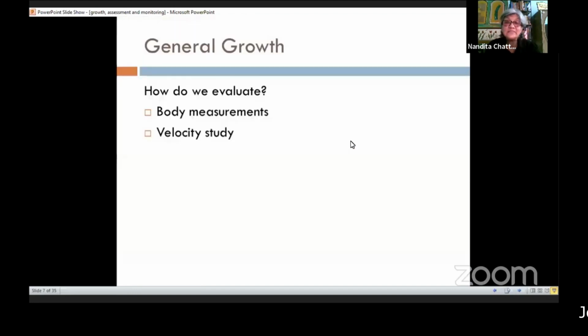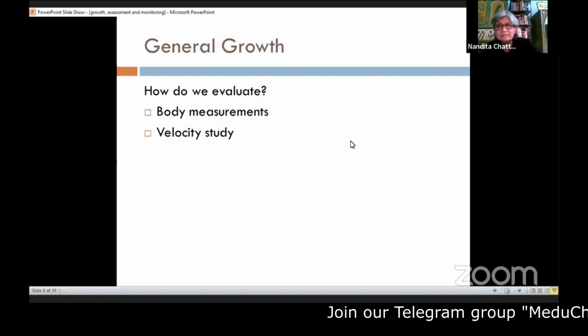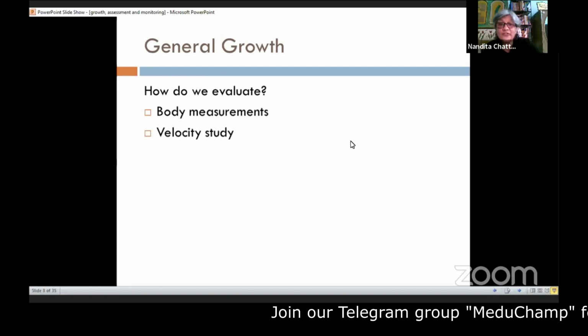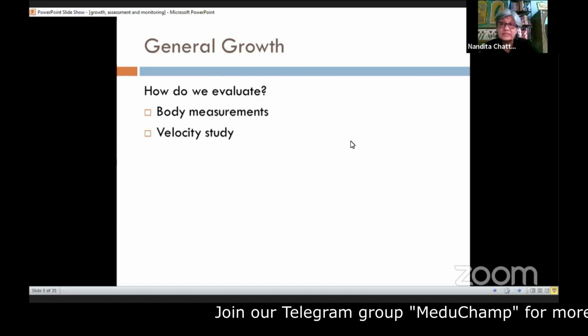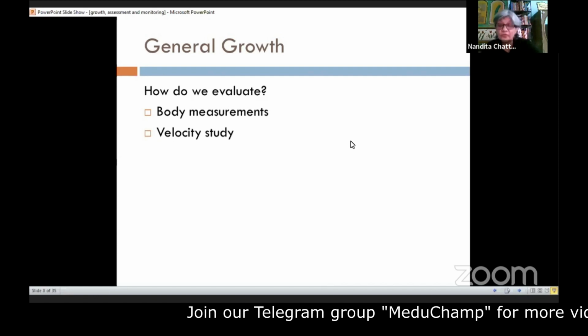Let us see. So for general growth, that is growth in size, what do we evaluate? We evaluate, as I said, most importantly, weight and height. There are other parameters also. But the evaluation can be done at one point. A child comes to you, you do the weight and height. That is the assessment of growth as of today. Another important way of measuring growth is the velocity study. How is this child growing over time?